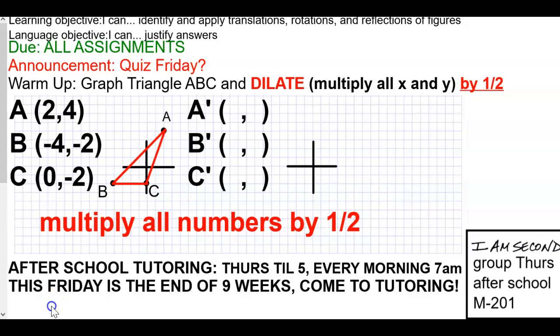Everybody, so on a warm-up, you have, just like yesterday, your original ABC makes this triangle. Now we're dilating by a number less than 1, which means it's going to get shrunk, smaller, right? So now, multiplying by 1/2, or it's like dividing by 2, right? So what's half of 2 and what's half of 4? What should I write?